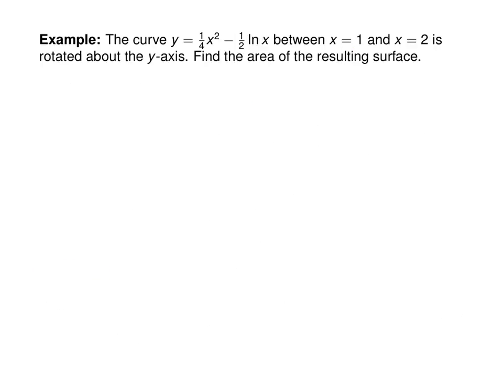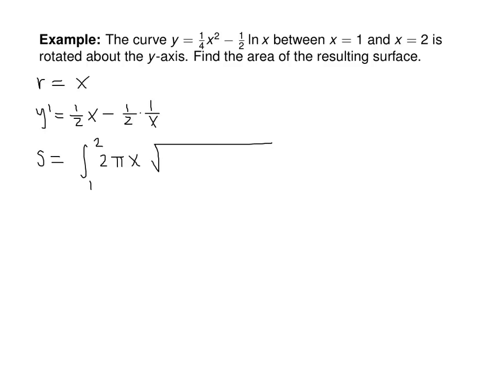In this example, we're going to rotate the curve y equals 1/4 x squared minus 1/2 ln x between x equals 1 and 2 about the y-axis, and we want to find the area of the resulting surface. So since it's rotation about the y-axis again, once again, we will have the radius equal to x. So we just need to find y prime. Y prime is equal to 1/2 x minus 1/2 times 1 over x. So the surface area will be an integral from 1 to 2 of 2 pi r, so 2 pi x, so the circumference times the length, which is the square root of 1 plus y prime squared.